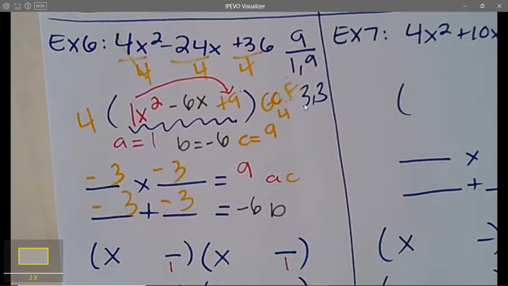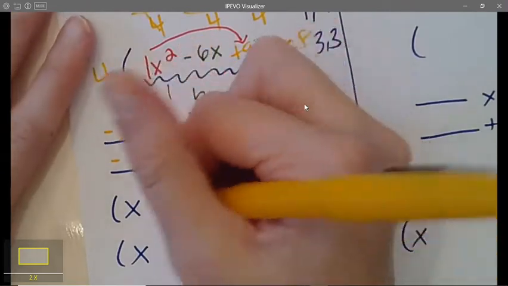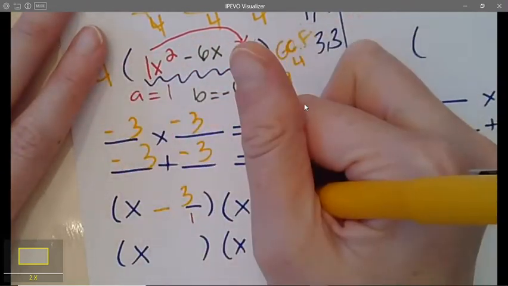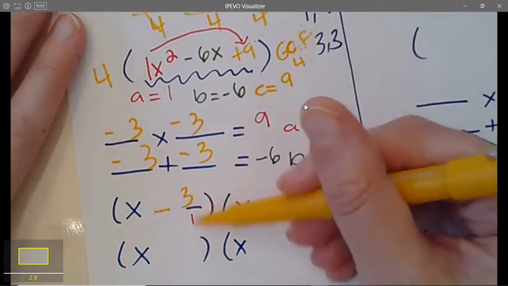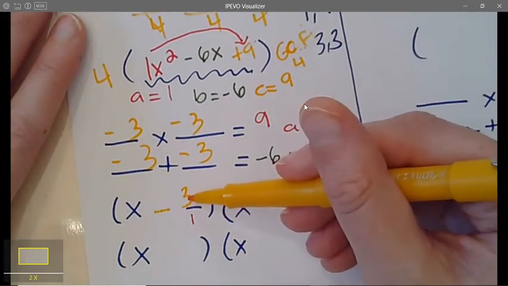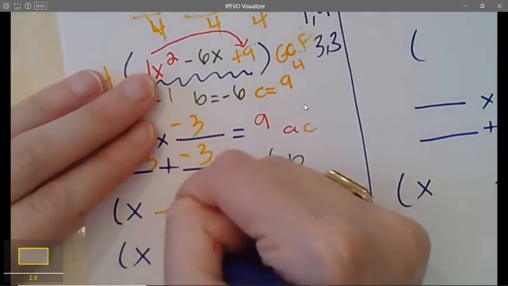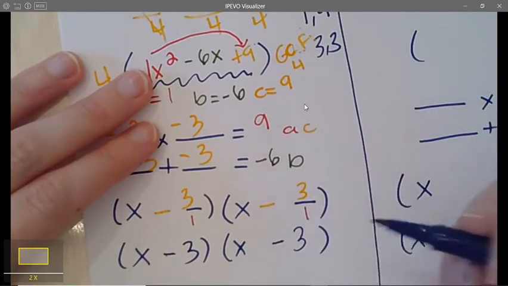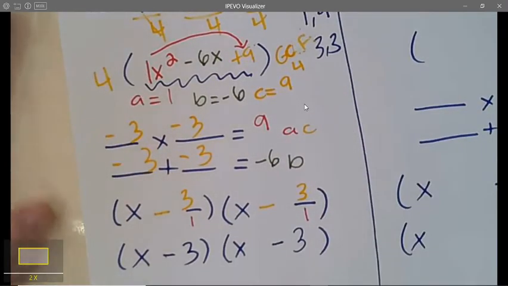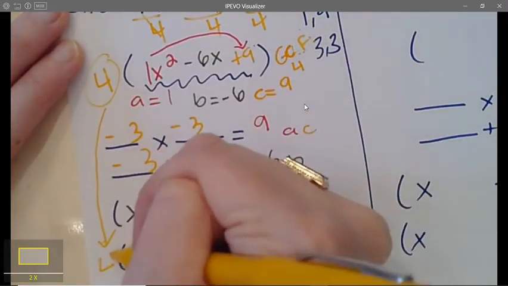So I have found my 2 numbers that I'm going to write in my parentheses. This will be x minus 3 and x minus 3. And I'm going to simplify these down. Negative 3 divided by 1 is a negative 3, and negative 3 divided by 1 is a negative 3. So minus 3. And don't forget, you must bring down that GCF and write it in the front.